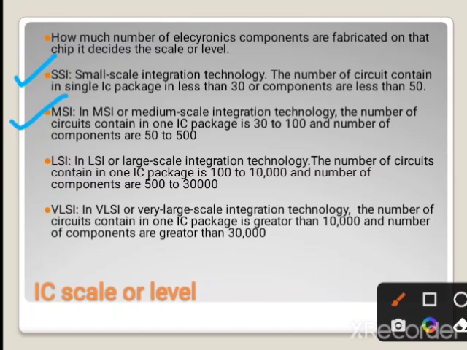Now the third one is large scale integration. In large scale integration, the number of circuits in that one IC package is between 100 to 10,000, and the number of components is between 500 to 30,000. Okay, so that many components are fabricated on it. So this is large scale.